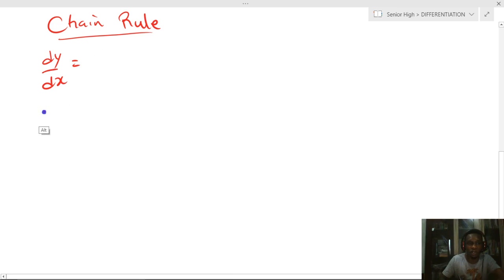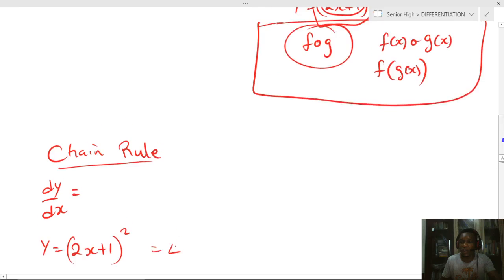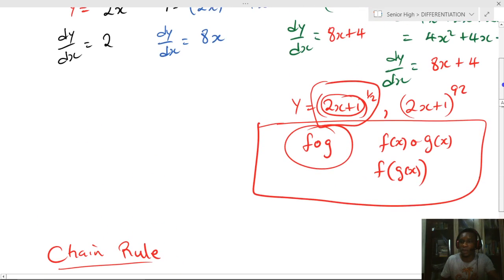Remember, let's show you. Remember when I gave you that question where I had y is equal to 2x plus 1 raised to the power of 2, right? Now remember our final answer was what? Let's go back to our screen and see what was our final answer. Our final answer we got was 8x plus 4.